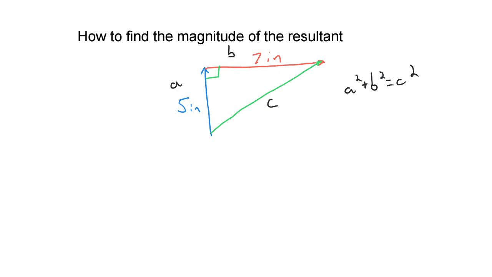So I'll label these A and B, and then plug them into my equation. 5 squared plus 7 squared equals C squared. And now that C is our only variable, we can solve for it. This is going to become 25 plus 49 equals C squared. Let's see, that's 74 equals C squared. Take the square root of both sides. And I get on my calculator the square root of 74 is 8.6. Now it will have the same unit as these two components here. So it's 8.6 inches. All right.